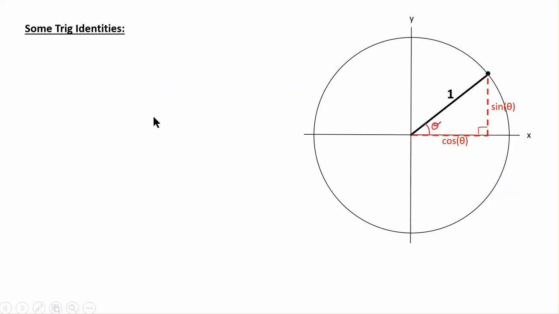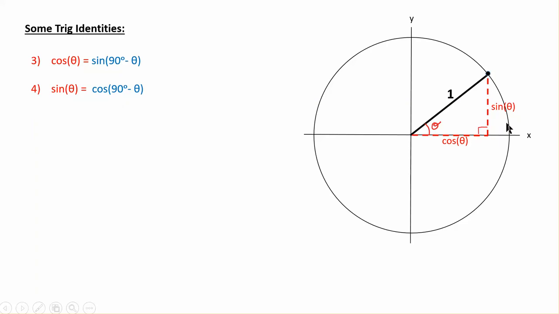Let's look at another pair of trig identities. There's another set that you may or may not remember from your trig class in high school that says cosine of some angle theta is equal to sine of 90 degrees minus theta, and likewise sine of the angle theta is equal to cosine of 90 degrees minus theta. Where do these things come from?